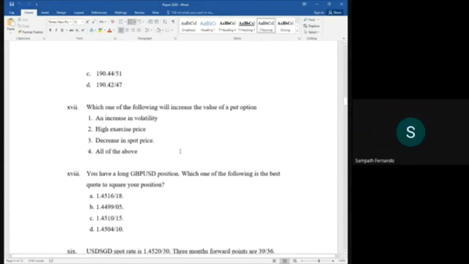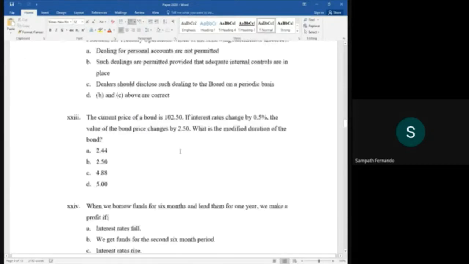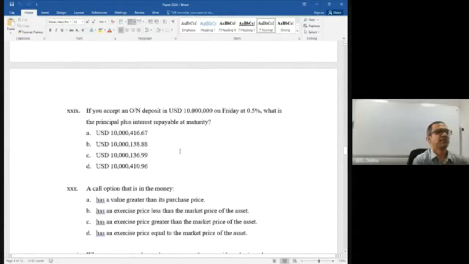Sir, can you explain 29, not 20, 29? If you accept an overnight deposit of $10 million on Friday at 0.5%, what is the principal plus interest repayable at maturity? It is an overnight deposit, but taken on Friday. Then what is the maturity date? Monday, sir.